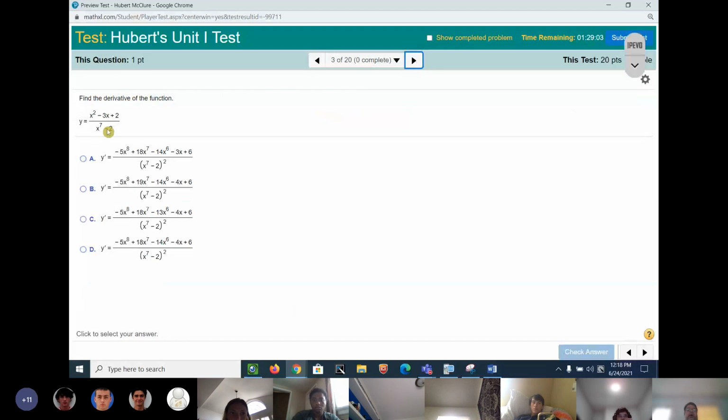Find the derivative of the function by the quotient rule. And you don't even have to do it all the way. All you have to do is set it up. Quotient rule. Let's do that one since it's nice and clean and easy to see. F of x, or y, is equal to x squared minus 3x plus 2 over x to the 7th minus 2.